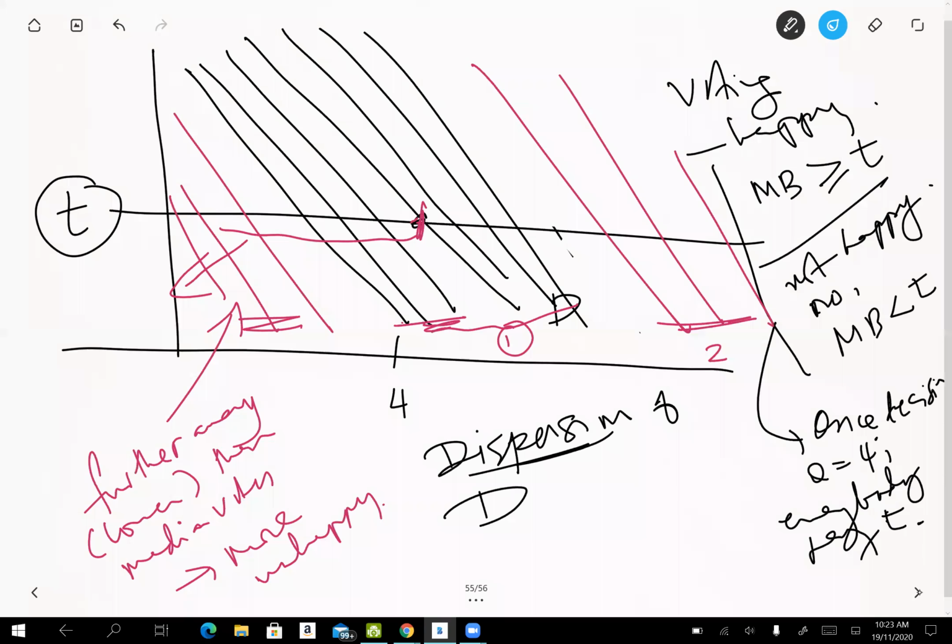Now, second situation. Suppose everybody's demand function is similar, the same as the demand function of the median voter. Then what can you say about the outcome of the voting process? The outcome of the voting process will be, I say, undetermined.